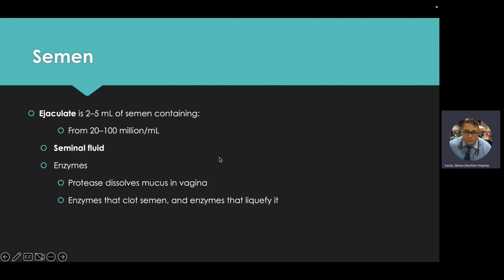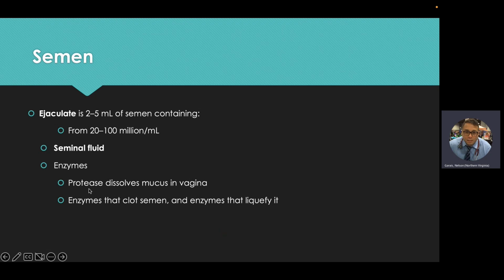Now, seminal fluid is different from the ejaculate. The ejaculate is the sperm, right? That comes in the end, and it can be anywhere from 20 to 100 million of them, and on average, anywhere from 2 to 5 cc's or 2 to 5 milliliters. Now, the seminal fluid provides that aqueous environment so that the sperm can swim.